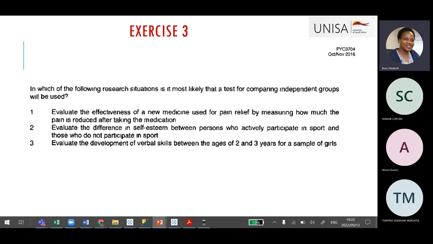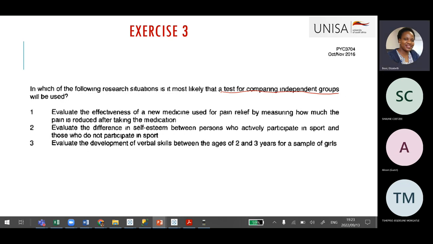I think this will be our second last question, if we still have more. In which of the following research situations is it most likely that a test for comparing independent groups will be used? Now, here you will have to think long and hard and interrogate the statements because they are very long. Number one, evaluate the effectiveness. Remember, they're asking most likely that the test will be comparing two independent groups. And remember what the definition of independent groups is. Evaluate the effectiveness of a new medicine used for pain relief by measuring how much the pain is reduced after taking the medication.